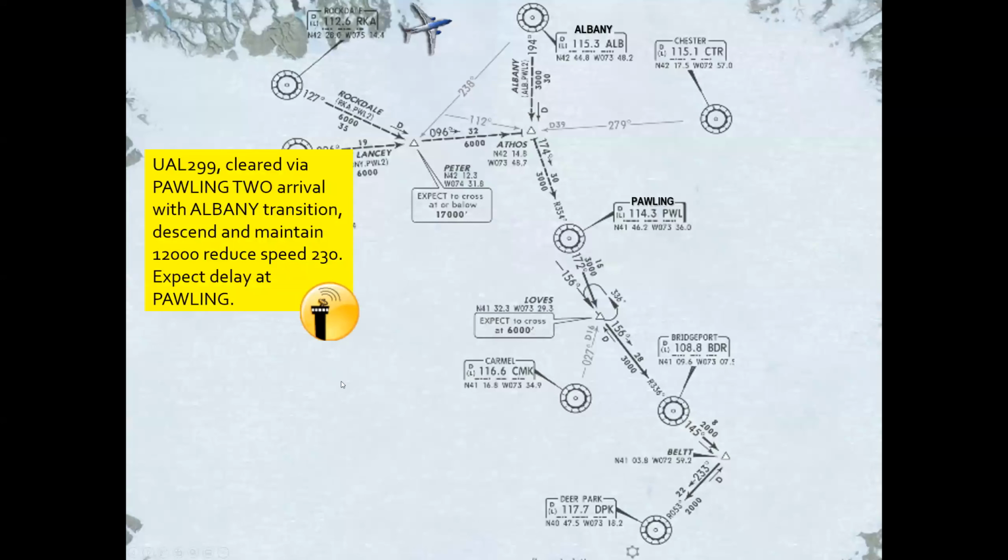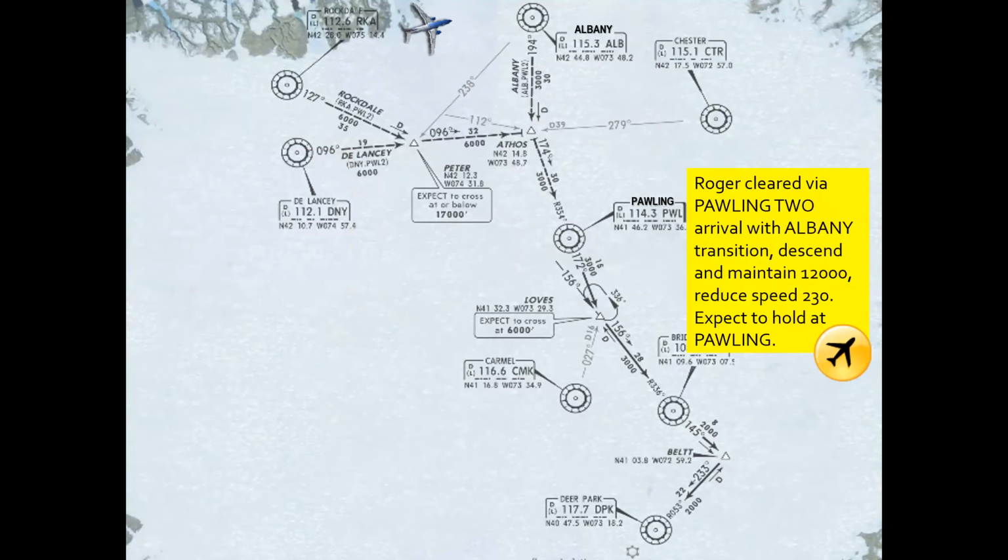Okay, so go ahead, Miguel, be the tower again, or the approach control. United 299, cleared via Pauling 2 arrival with Albany transition. Descend and maintain 12,000, reduce speed to 230. Expect delay at Pauling. Roger, cleared via Pauling 2 arrival with Albany transition. Descend and maintain 12,000, reduce speed 230. Expect to hold at Pauling.